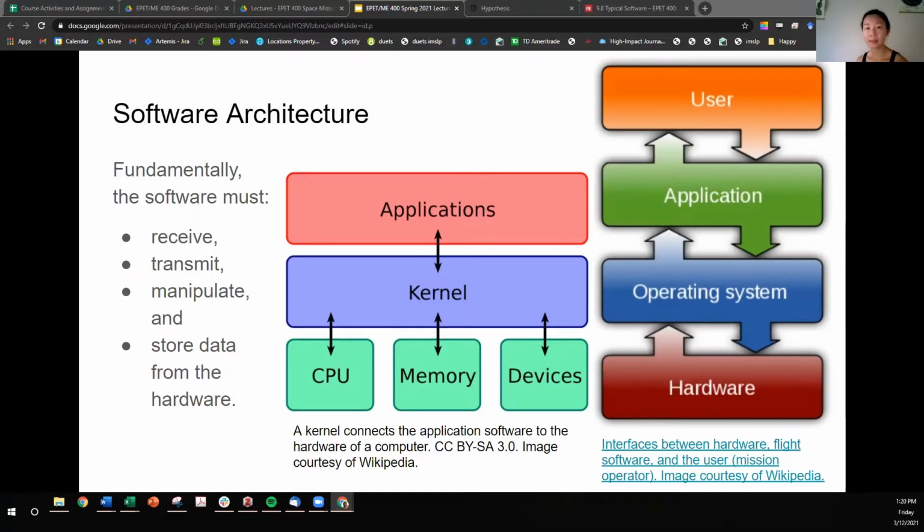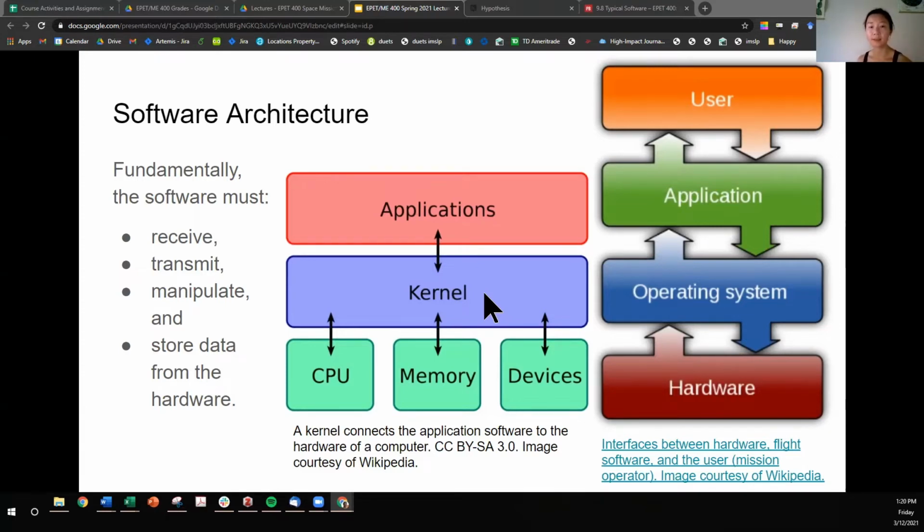Let's talk a little bit about the operating system. An operating system, or the kernel, is a system software that manages computer hardware, software resources, and provides common services for computer programs. On my personal laptop, I have Windows, but on the onboard computer for Artemis, we're running Linux.